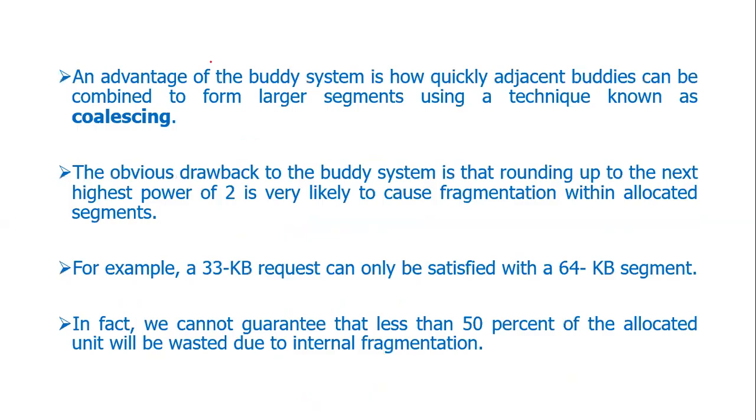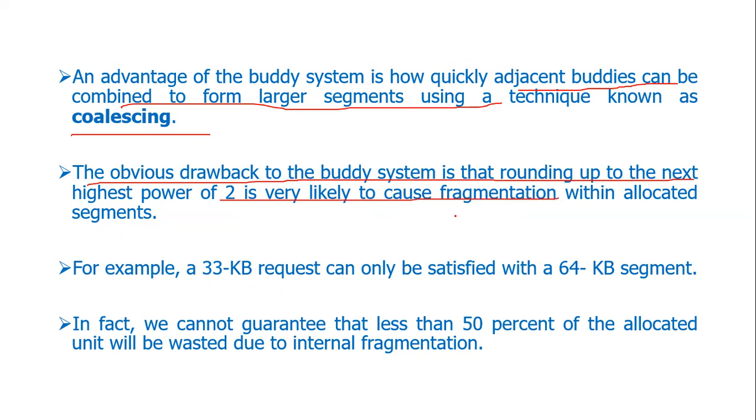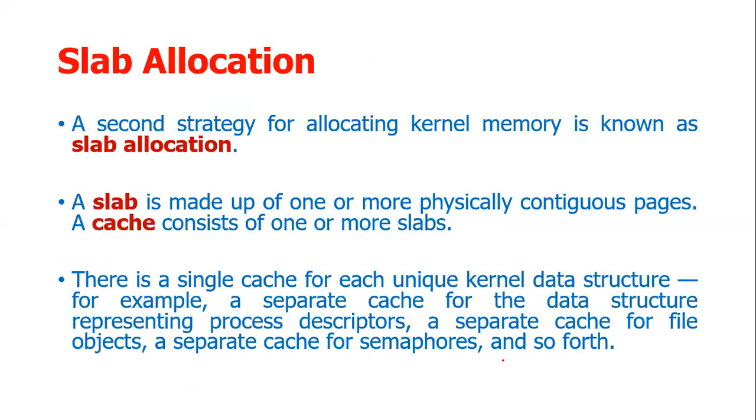I hope you understood, right? The advantage of the buddy system is how quickly adjacent buddies can be combined to form larger segments using a technique known as coalescing. The obvious drawback to the buddy system is that rounding up to the next highest power of 2 is very likely to cause fragmentation within allocated segments. For example, a 33 KB request can be satisfied with a 64 KB segment only. That we had discussed recently. In fact, we cannot guarantee that less than 50% of the allocated unit will be wasted due to internal fragmentation.